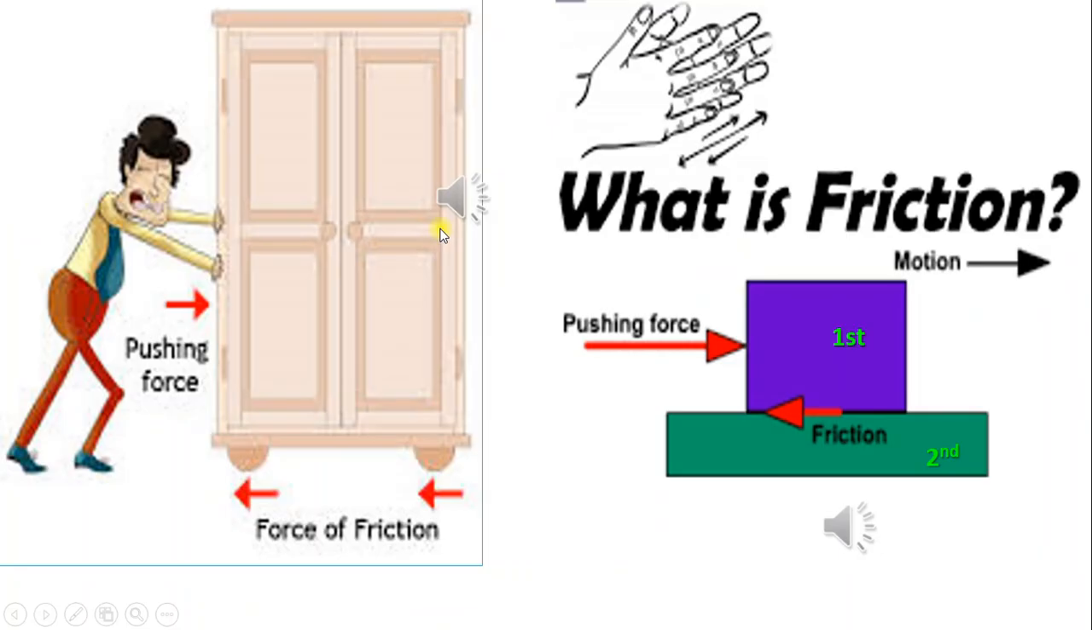What is friction? Two objects that rub against each other. The purple box is one object. The floor is the second object. When the box rubs against the floor causes friction against the moving, purple box. Friction slows down the moving object.